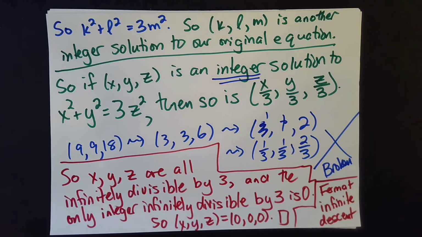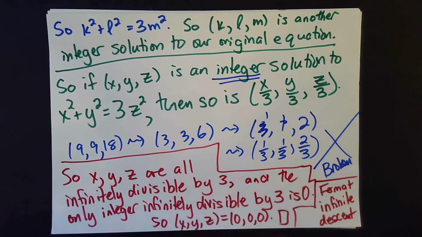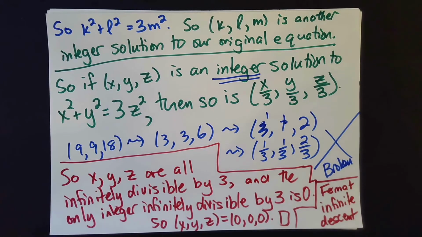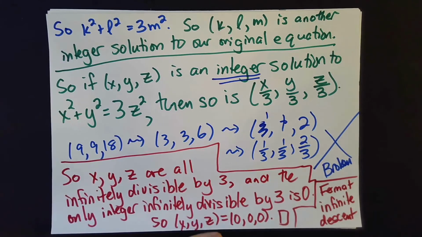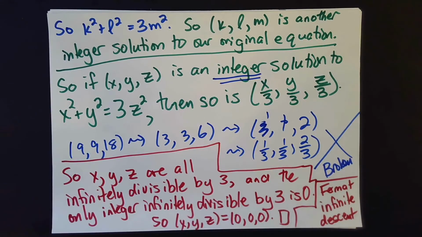This is a very different thing than the real numbers. I can certainly have real numbers that get arbitrarily close to 0. So for example, I could start with 1, a third, a ninth, a 27th. I can divide real numbers by 3 all day long. But I cannot keep making strictly smaller integer solutions to something. Eventually, I run out.